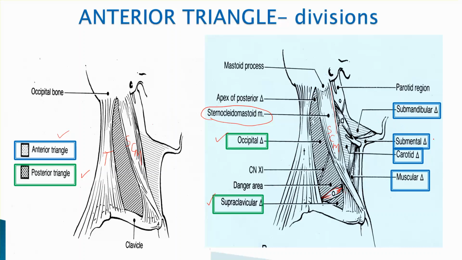We will see the submental triangle first. Then we will see the muscular triangle, the second triangle. Then we will see the carotid triangle, and the fourth triangle will be the submandibular triangle, also called the digastric triangle. So the submental triangle here, and then you have the muscular triangle over here, and then the carotid triangle, and then the submandibular triangle. So we will see the details.